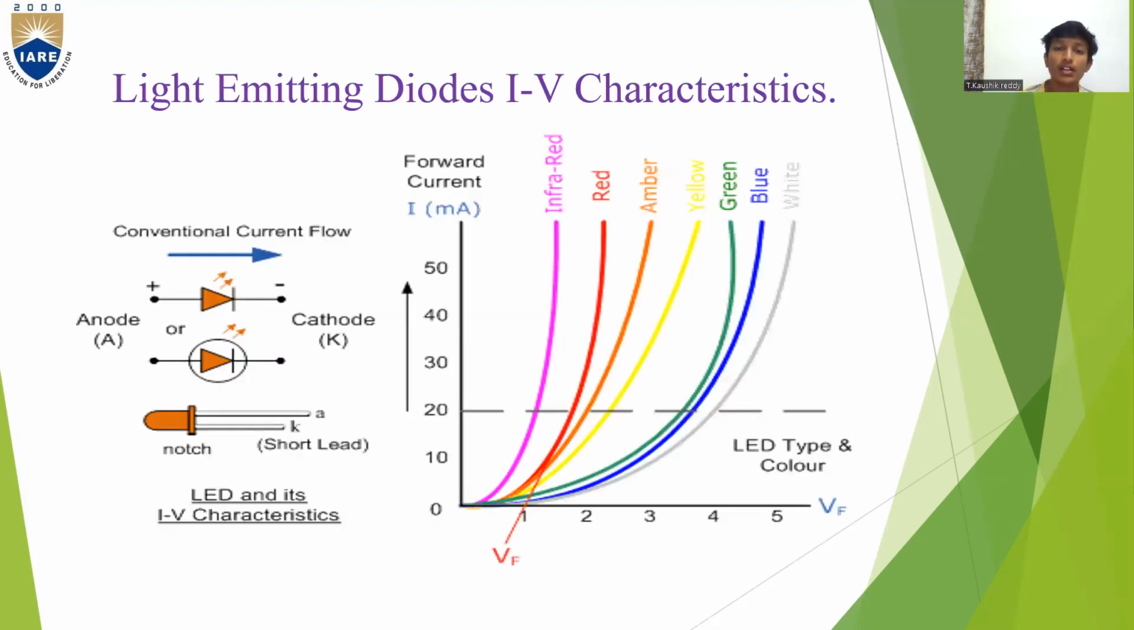Light emitting diode, its IV characteristics. Basically, on the y-axis it is current in milliamperes, and on the x-axis it is forward voltage. And these are the different colors like infrared, red, amber, yellow, green, blue, and white. And on the left, the circuit shows the conventional current flow, cathode, anode.